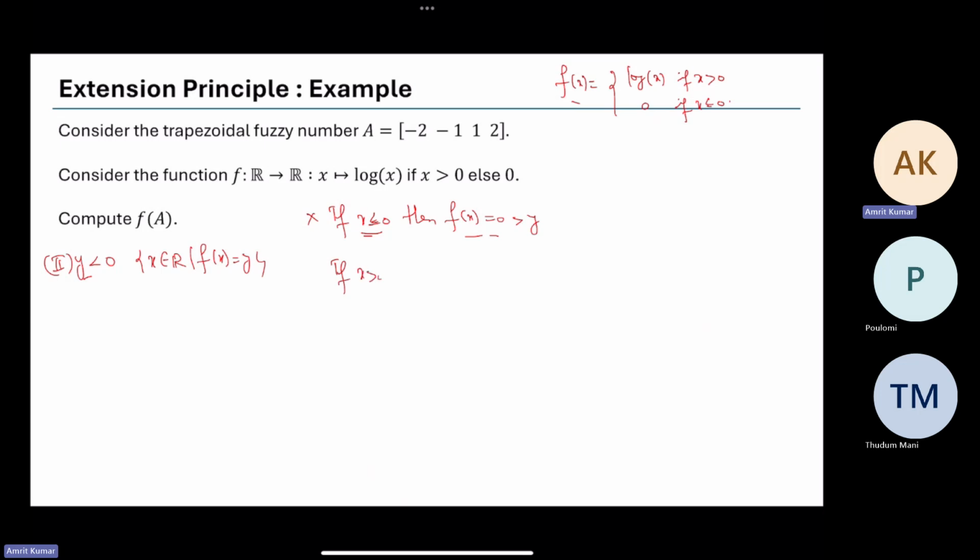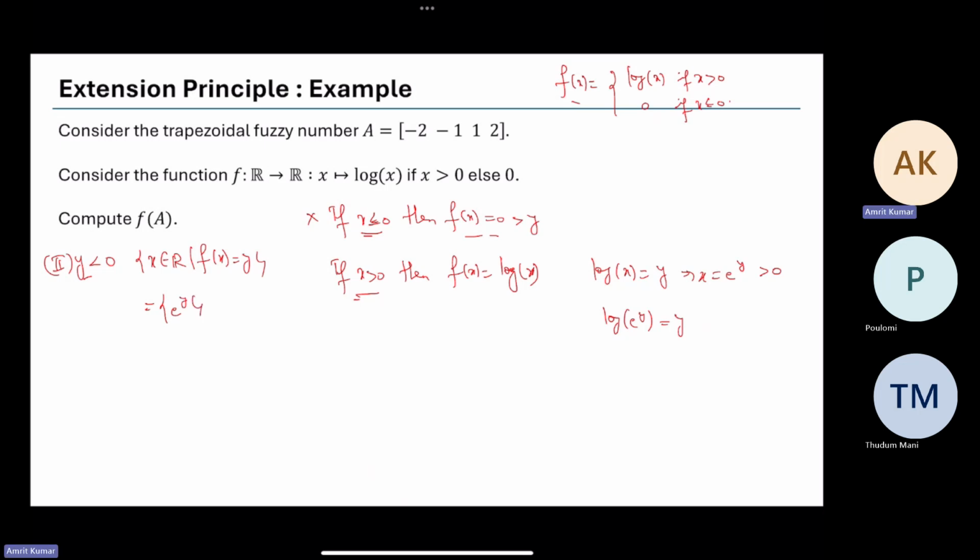Suppose x is greater than 0. Then in this case, f of x is equal to log of x. So can log of x be equal to y? It can, right? For x equal to e to the power y. If you take x to be e to the power y, you get y again. And this e to the power y indeed is greater than 0. So this whole thing is nothing but e to the y.